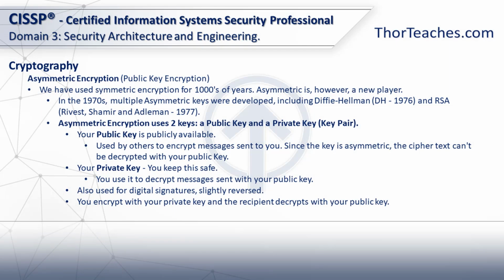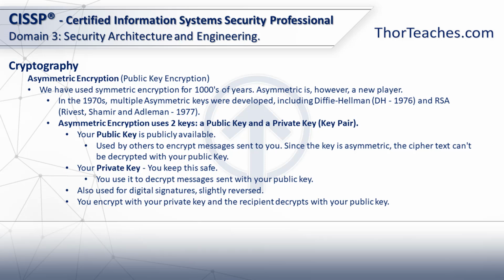Moving over to asymmetric encryption, this is an entirely new player. We've used symmetric encryption for thousands of years, but we've only used asymmetric encryption for practical purposes for 40 or 50 years. In the 1970s, multiple asymmetric encryption types were developed. That includes Diffie-Hellman from 1976, and RSA, which is named from its developers just like Diffie-Hellman, Rivest, Shamir, and Adleman, from 1977. And the big difference in asymmetric cryptography is that you use two keys.